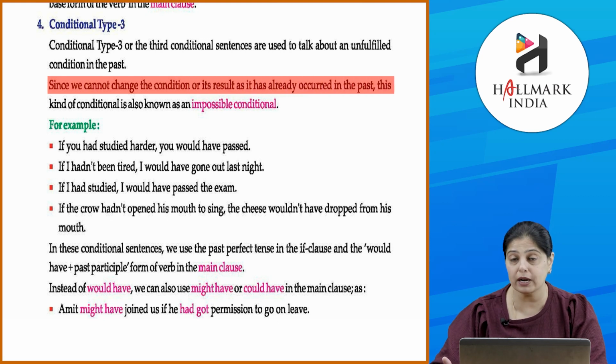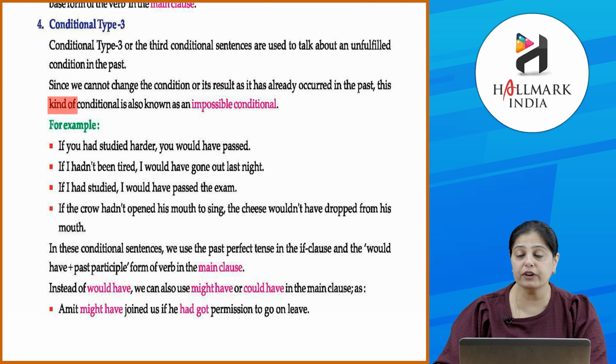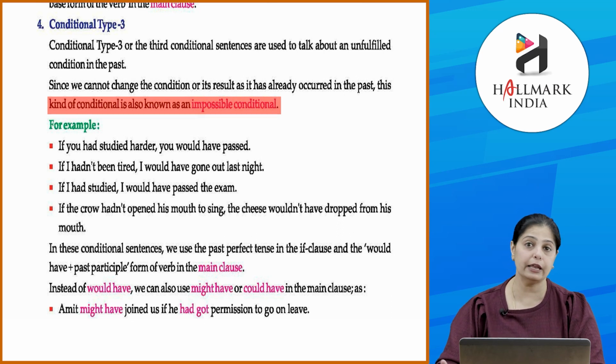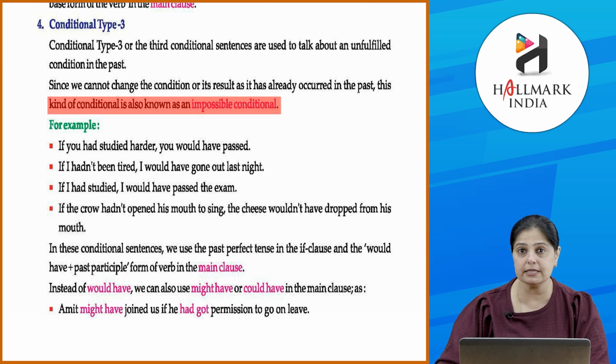Okay, it has happened in the past; we cannot change it now. What has happened in the past cannot be changed. This type of condition is also known as impossible conditional. Something that has already occurred. Can you change something that has already taken place? No. Okay, so that is why it is impossible conditional.